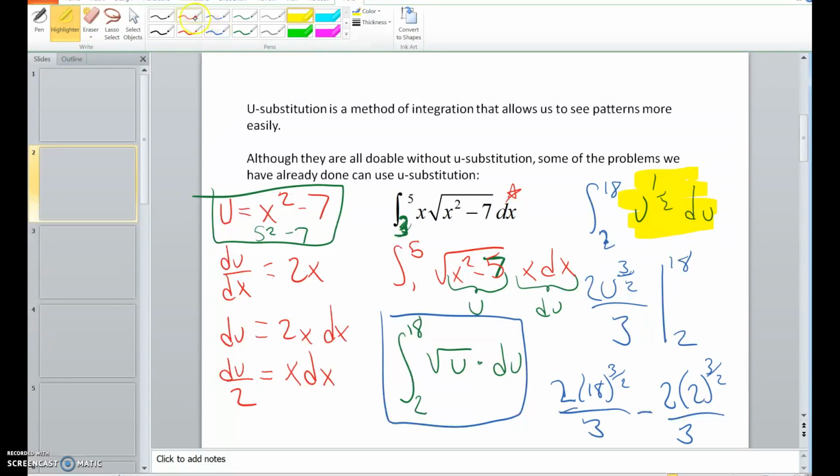We've gotten pretty good at being able to spot that, when we look at the original problem, this x out here is almost the derivative of the inside function. You just need to multiply inside and outside by 2, and so on. But as we'll see in a second, there are problems where you have to do u-substitution because you can't see the pattern immediately. This is a problem that can go either way.